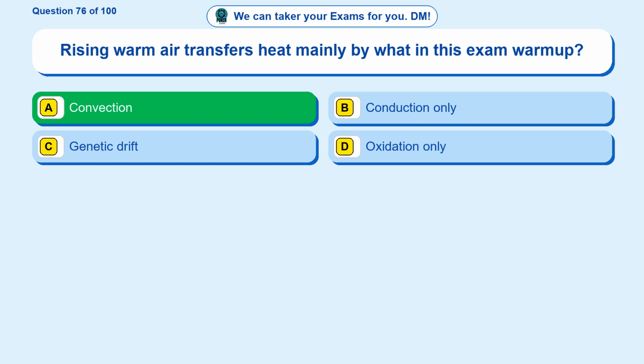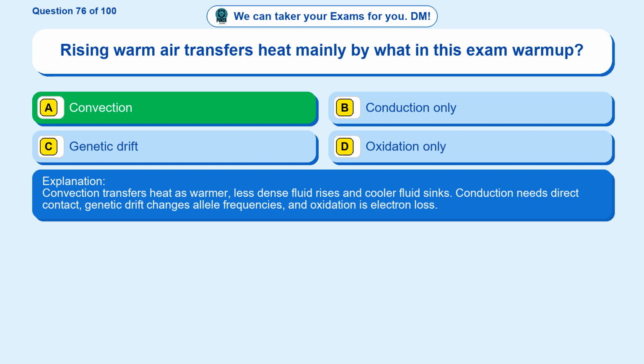Convection. Convection transfers heat as warmer, less dense fluid rises and cooler fluid sinks. Conduction needs direct contact, genetic drift changes allele frequencies, and oxidation is electron loss.